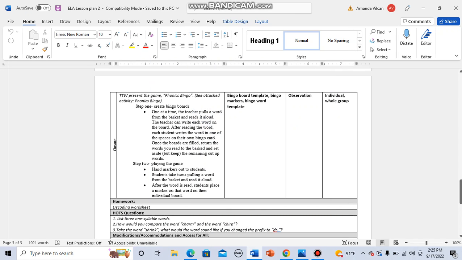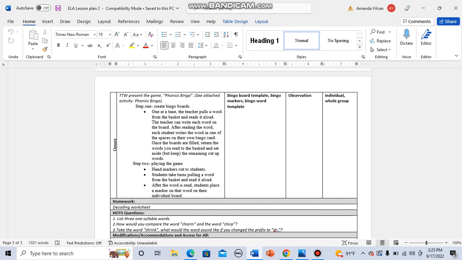So for closure of the lesson, the teacher will present the game Phonics Bingo. Step 1, you will create the bingo cards one at a time. The teacher will pull a word from the basket and read it aloud. The teacher can write each word on the board. After reading the word, each student writes that word in one of their spaces on their bingo card.